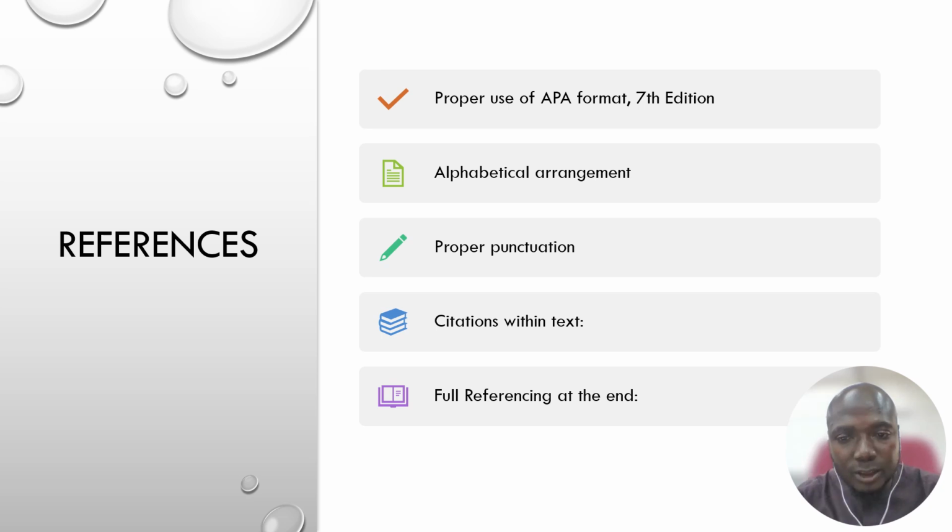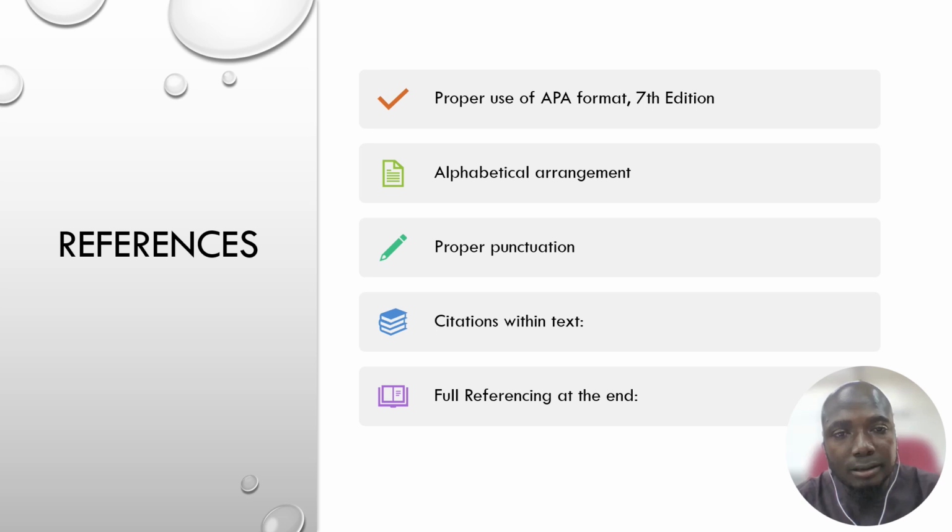The major thing is consistency. You can't be using 7 and then 6. If you are using 6, you go with 6 altogether. If you are using 7, you go with 7 altogether. I may share some templates on the APA reference style in your group so that you can go through them for more information.